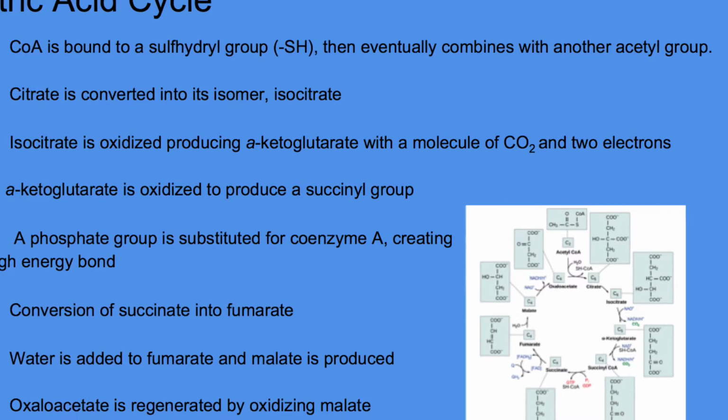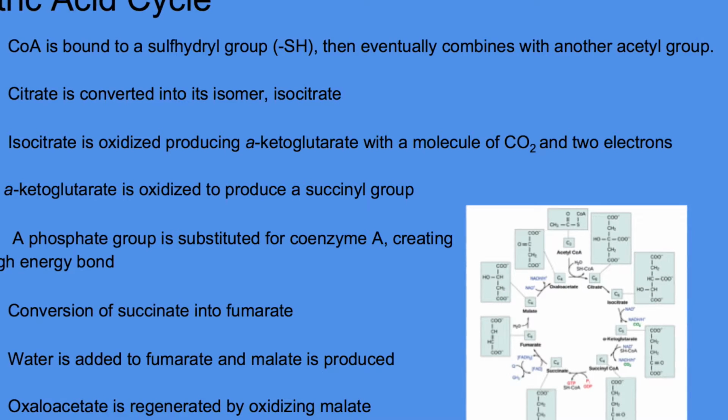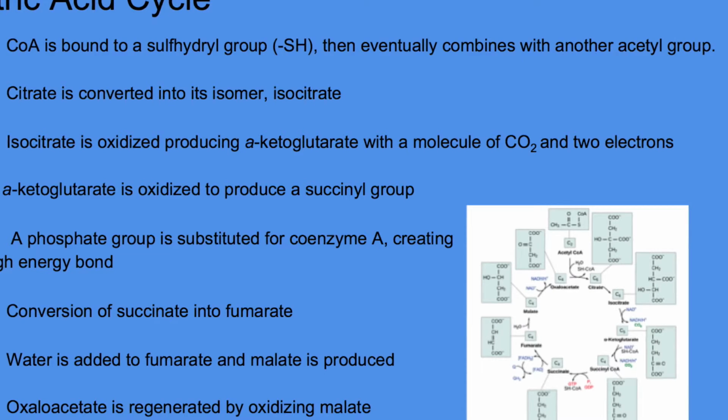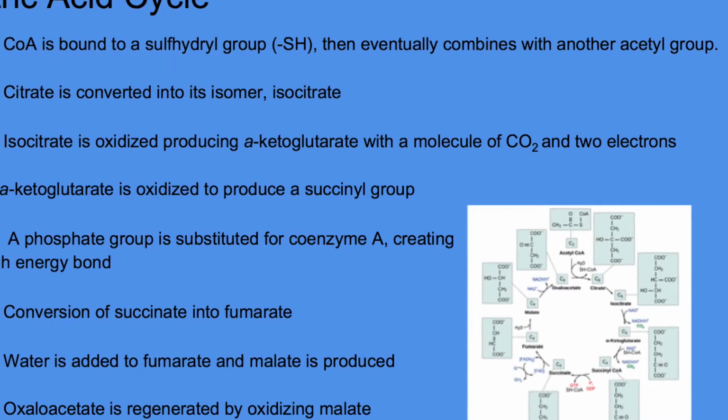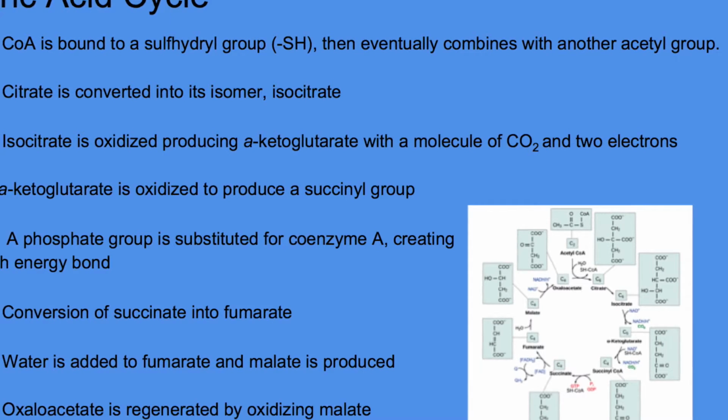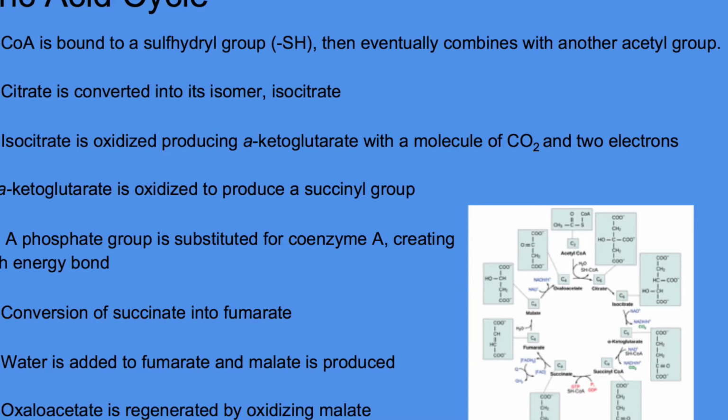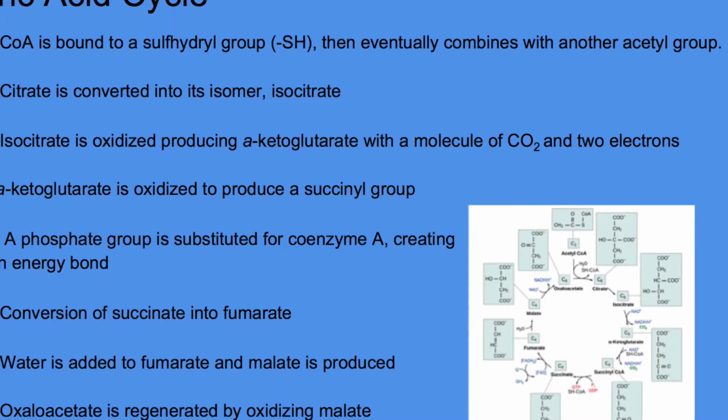Step 5. A phosphate group is substituted for coenzyme A, creating a high-energy bond. This energy is used in substrate-level phosphorylation to form GTP and ATP. 2 forms of isoenzymes are used for this step. One is found in heart or skeletal muscle, which is an aerobic environment, to produce ATP, while another type of enzyme is found in the liver, an anabolic environment, in order to produce GTP.